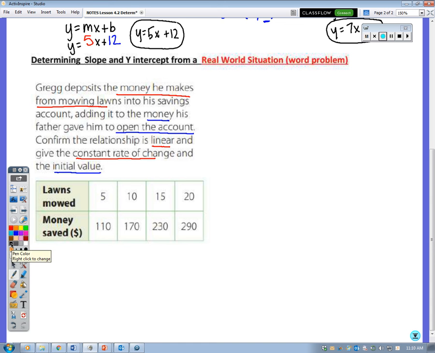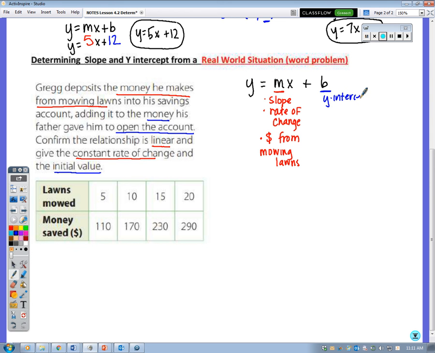So I color-coded those for a reason, because we're going to use our slope-intercept form equation. Y equals mx plus b. Are you sick of it yet? Don't be, because we're going to use it a lot, where m is our slope, or rate of change. So anything that I've underlined in here has to do with our rate of change, right? And in this case, that represents the money from mowing lawns. Because that's the value that's changing. That's what's being added into the account on a regular interval. Whereas b represents our y-intercept, but also represents our initial value. In this case, that's the money his dad gave him to open the account.